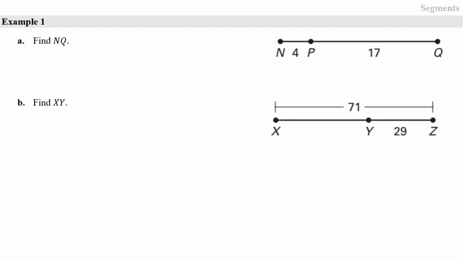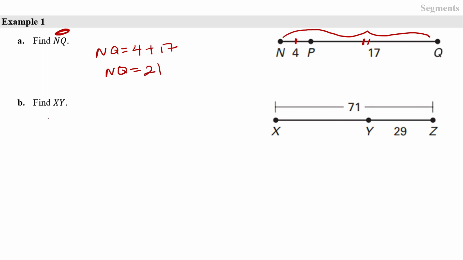So let's go to example 1. For example 1a, it says find NQ. Now remember, what does this mean? When you don't see a line up here, it means the distance from N to Q. This is pretty much common sense. But how do I get the distance from N all the way to Q? Well, if I travel 4 units, and then I travel 17 more, NQ would be 4 plus 17. If I add those together, I get NQ. 4 plus 17 is going to be 21.